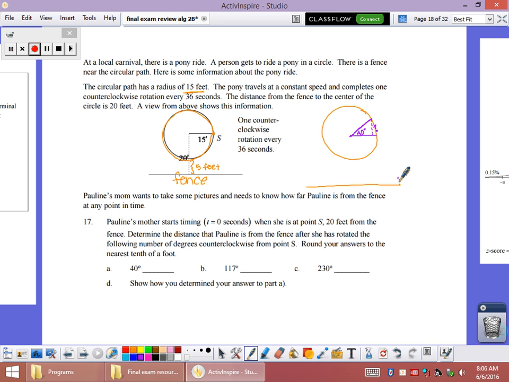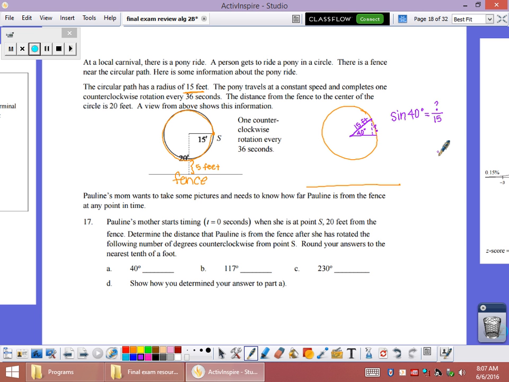And I can figure out that distance using right triangle trigonometry. Okay? I know that this distance here is 15 feet because that's a radius of the circle. And so I have 40 degrees. I want to know the side opposite the 40 degrees, and I know this radius. So that calls for sine. The sine of an angle is the ratio of the opposite side to the hypotenuse, or, as we talked about before, the y-coordinate to the radius.